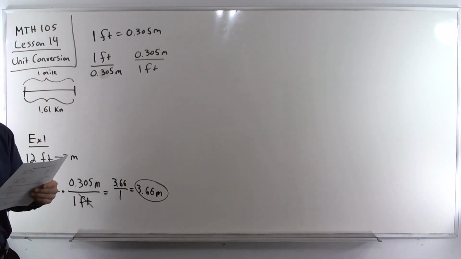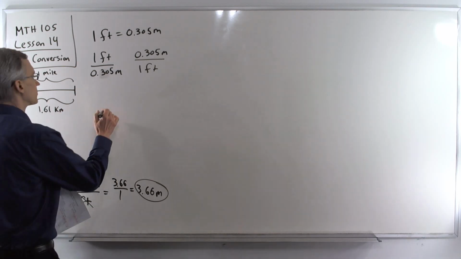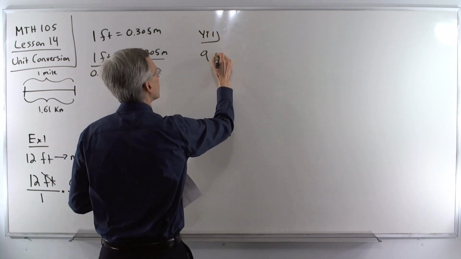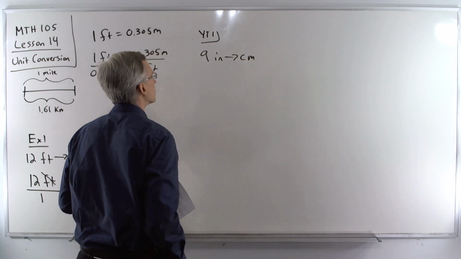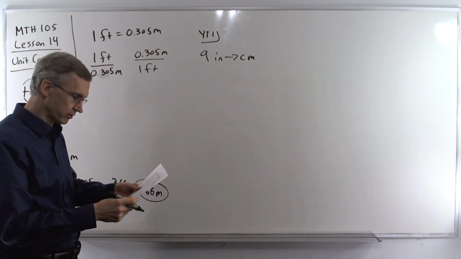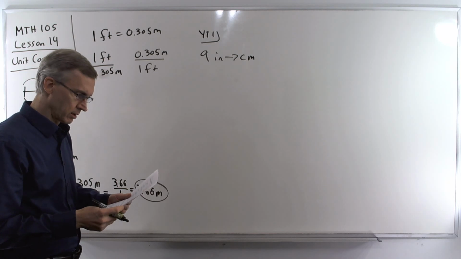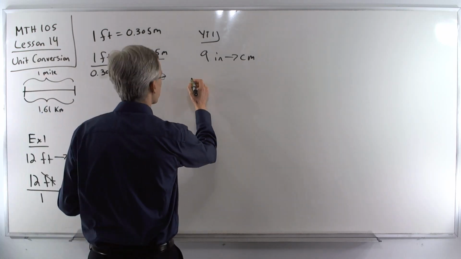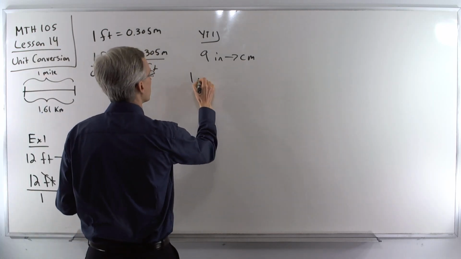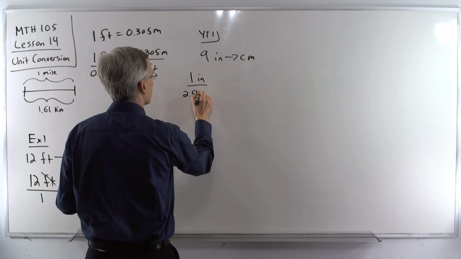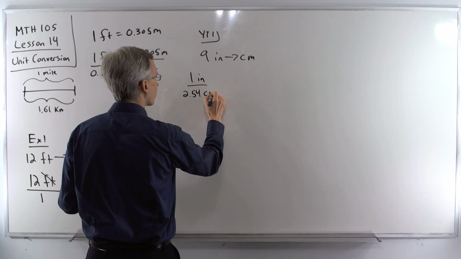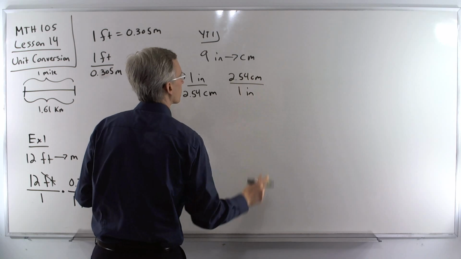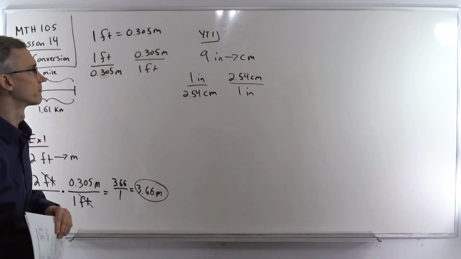Your turn number 1, convert 9 inches to centimeters. And just a reminder to pause the video while you work on your turn. All right, now we need a conversion factor between inches and centimeters. So there's two choices. And from the table, we have 1 inch equals 2.54 centimeters. So there's our two choices for the conversion factors.